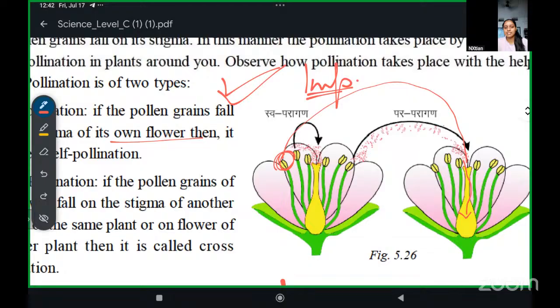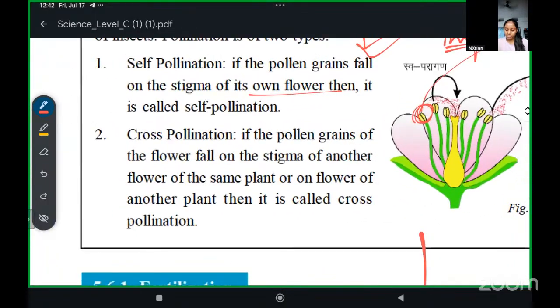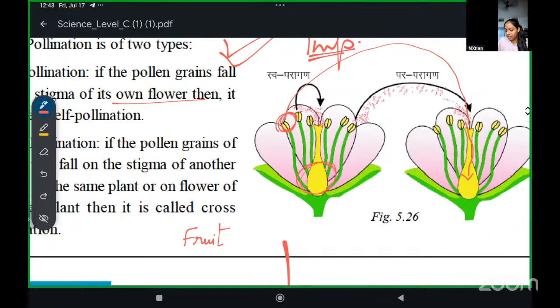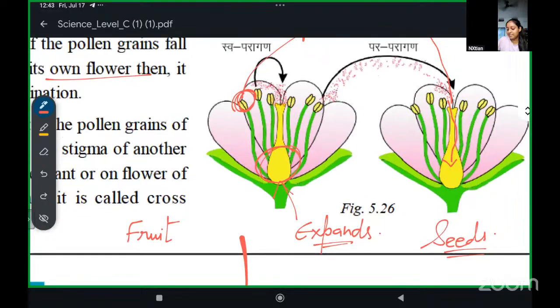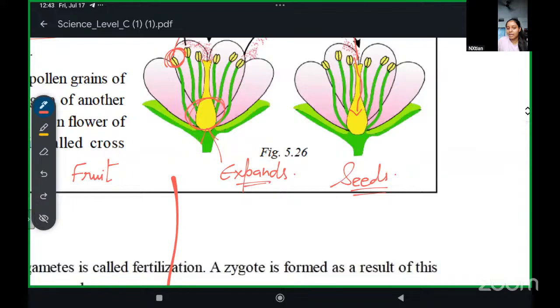So that is how they will reproduce, and as a result of the reproduction, we will get a fruit. The ovary expands and becomes bigger, expanding into a fruit. When it expands into a fruit, that fruit grows, ripens, and gives us seeds. When we plant those seeds, we will get a new plant.